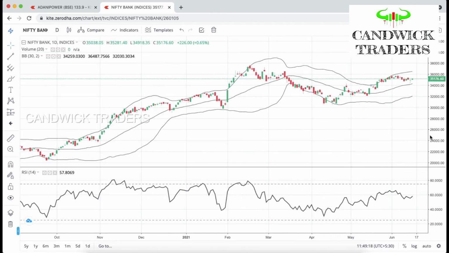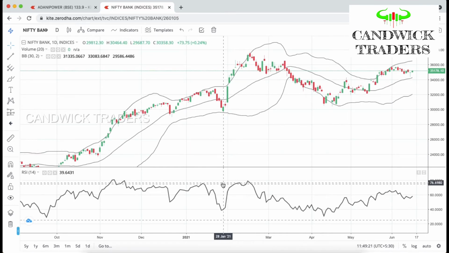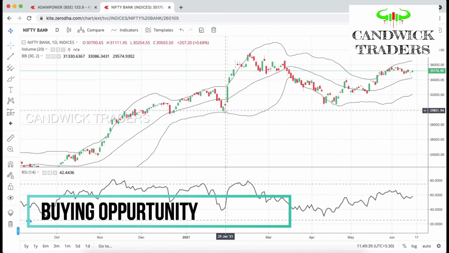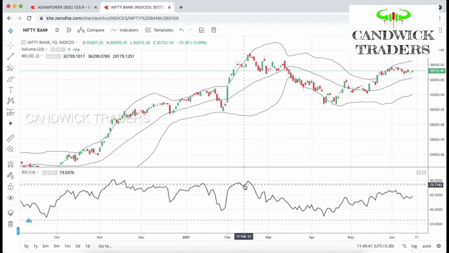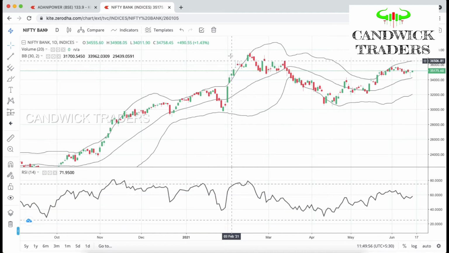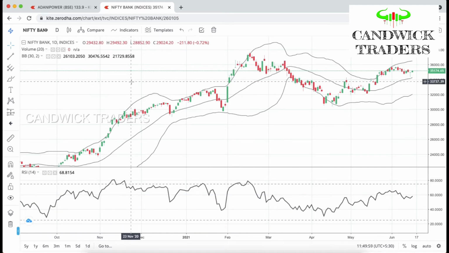Now the entry point. Whenever the RSI is at 25 levels, we can look for a buying opportunity. Actually, whenever the price is touching or hugging the lower band, then we can look for buying opportunities. In the same case, whenever the RSI is breaking the 75 level and coming down, it means price is rejecting at these levels, so we are looking for selling opportunities. This is the daily chart of Bank Nifty spot.